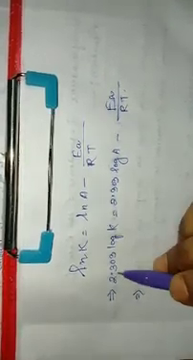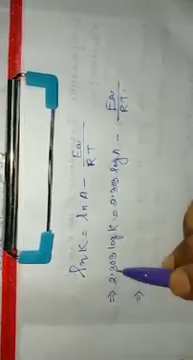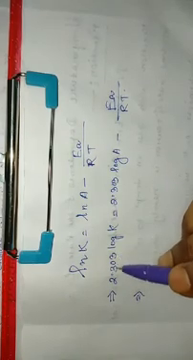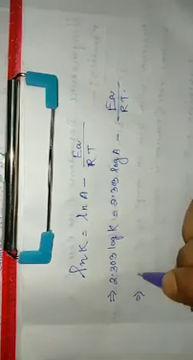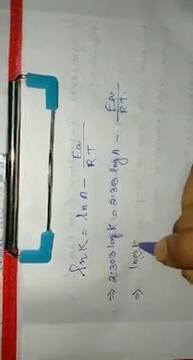Now dividing both sides of the equation by 2.303, log k remains.